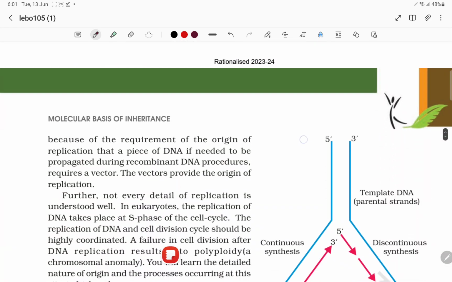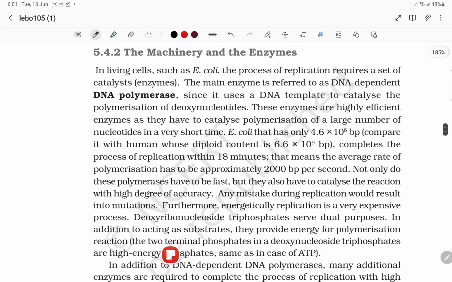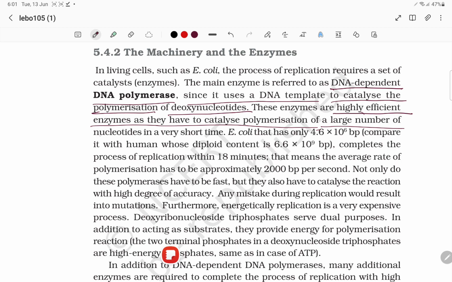So, let's see the machinery here. In living cells such as E. coli, the process of replication requires a set of catalysts or enzymes. The main enzyme here is DNA dependent DNA polymerase, since it uses the DNA template to catalyze the polymerization of deoxynucleotides. These enzymes are highly efficient enzymes that they have to catalyze the polymerization of a large number of nucleotides in a very short time.